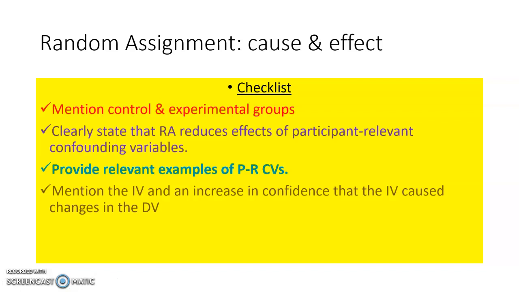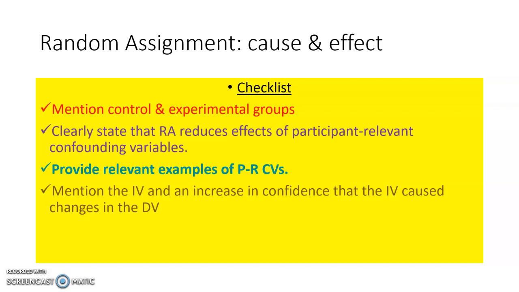The first thing you see in red is you have to mention that random assignment gives all subjects an equal chance of being in the control and experimental groups. The purple, the second checklist, is extremely important. You have to mention that random assignment reduces participant-relevant confounding variables. Yes, I want you to actually say the whole thing, not just confounding variables. Then you have to provide an example of a relevant participant-relevant confounding variable based upon the prompt you were given.